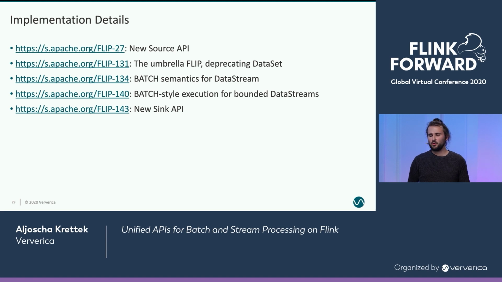And there's FLIP 140, which is about this different local strategy of sorting and grouping and doing one pass, which we can do in batch execution mode. So that's also very interesting. And then there are details like there's a new source API, which works for batch and streaming, and a new sink API that doesn't rely on checkpointing, which works for batch and streaming. All of these are very interesting to check out.